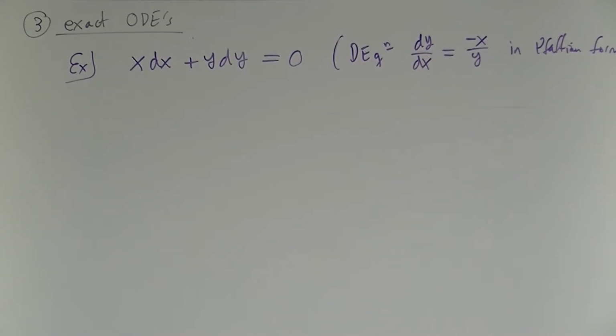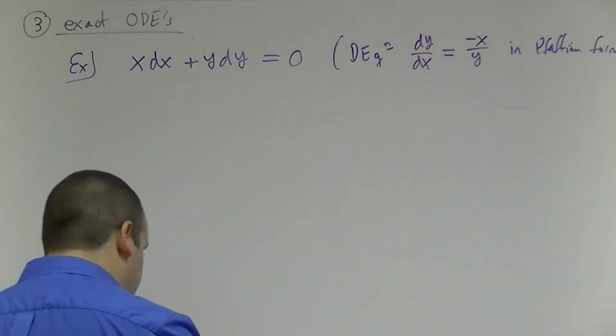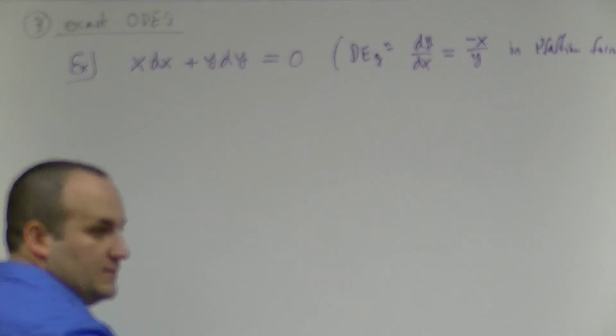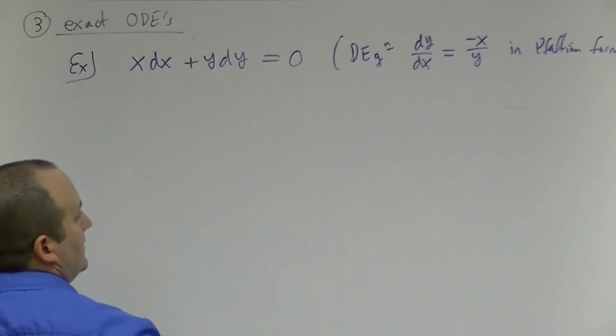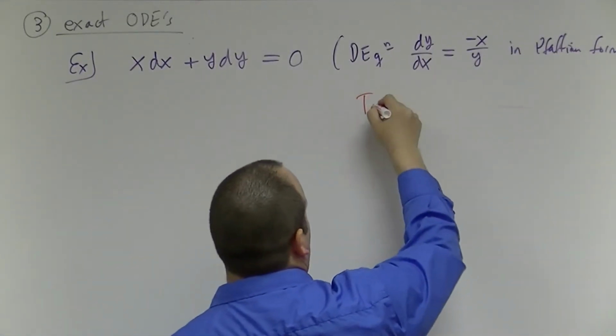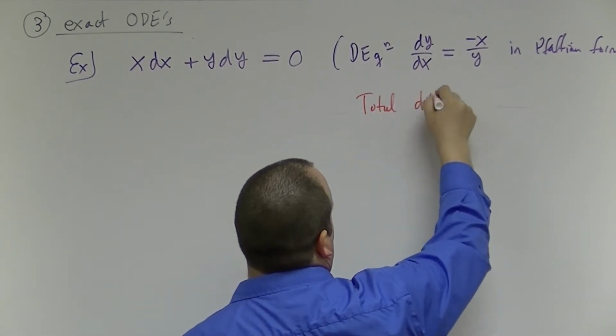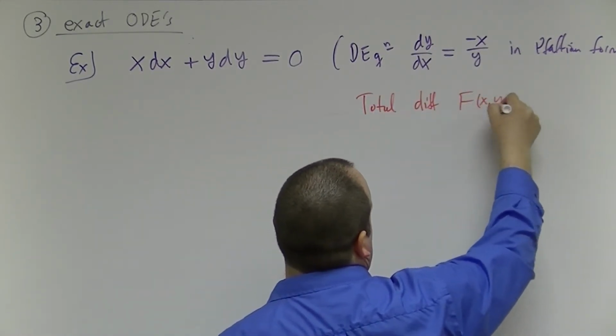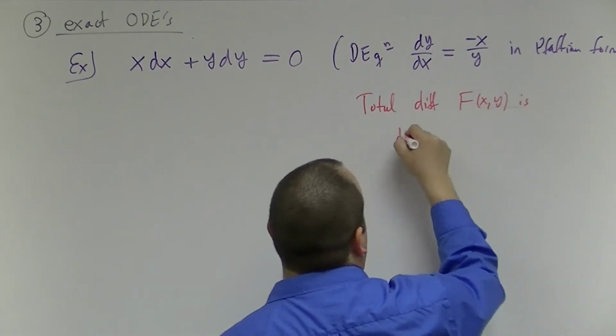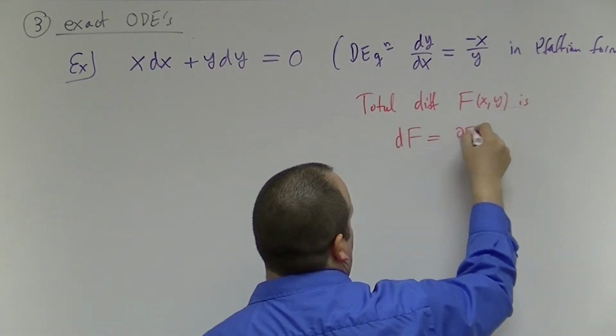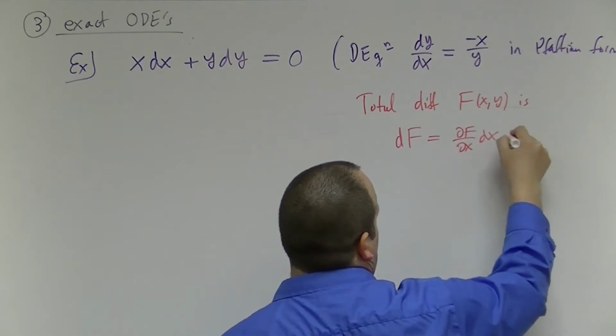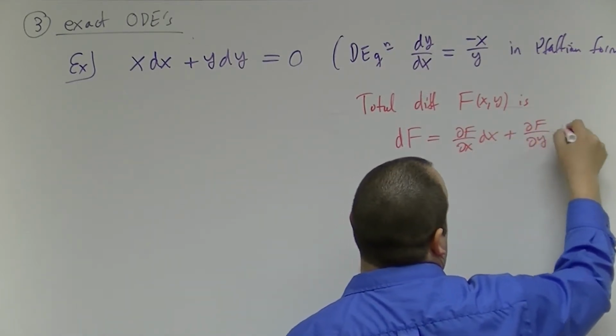And so basically the underlying idea of the exact equation method is to be able to look at that, tilt your head and squint and say, aha, that is the total differential of some function of two variables. Do you guys remember total differentials from Calc 3? Let me remind you: the total differential of a function f of x and y is df, which is partial f partial x dx plus partial f partial y dy.